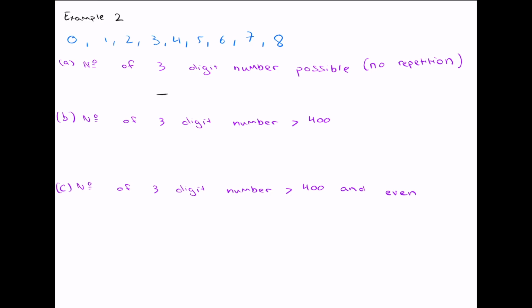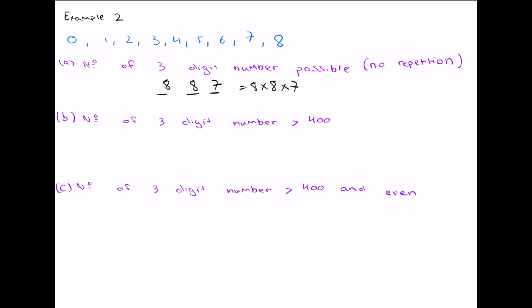Typically when you talk about 3-digit numbers, we cannot really start with a 0. So we can only start from these 8 digits. Once we choose from these 8 digits, we're left with 8 digits, and we can use 0 in the middle, then 7 at the end. So it's just 8 times 8 times 7.